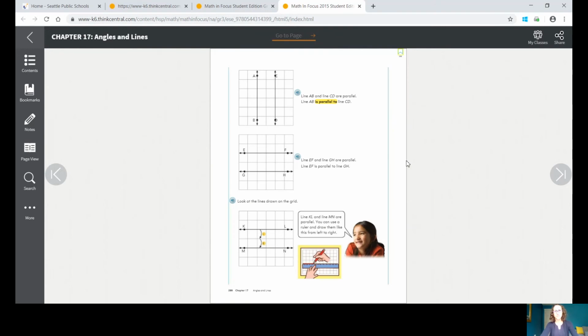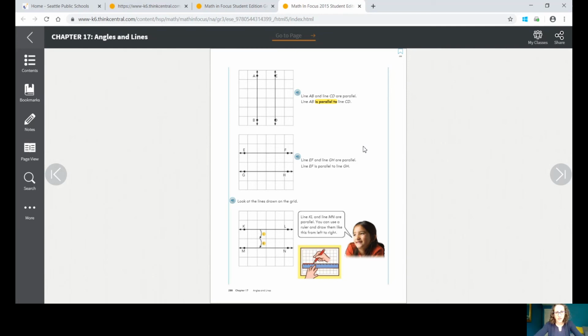They will never meet. Go ahead and turn your page. 288, it says, line AB and line CD are parallel. Line AB is parallel to line CD. Line EF and line GH are parallel. Line EF is parallel to line GH.